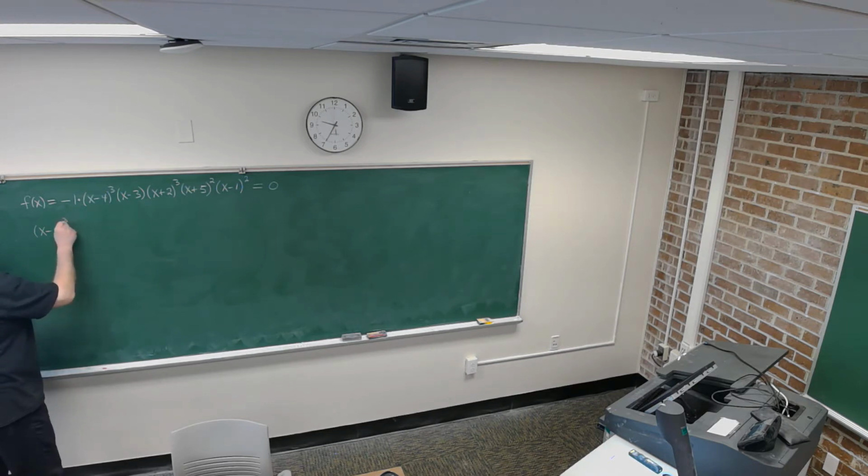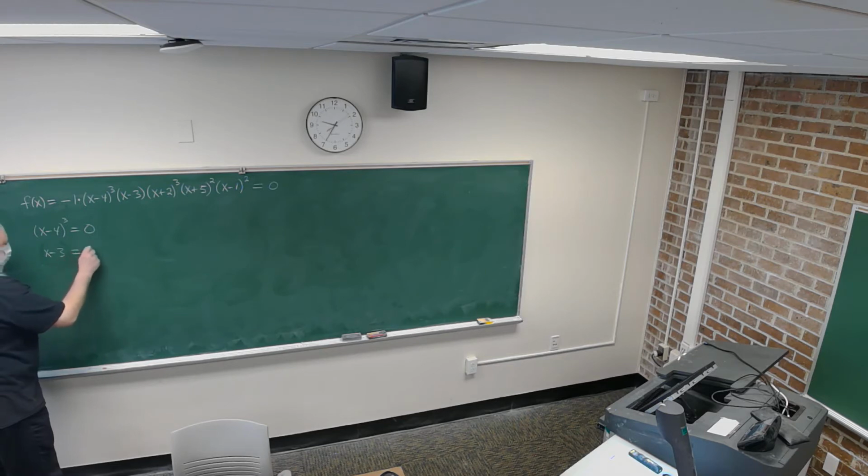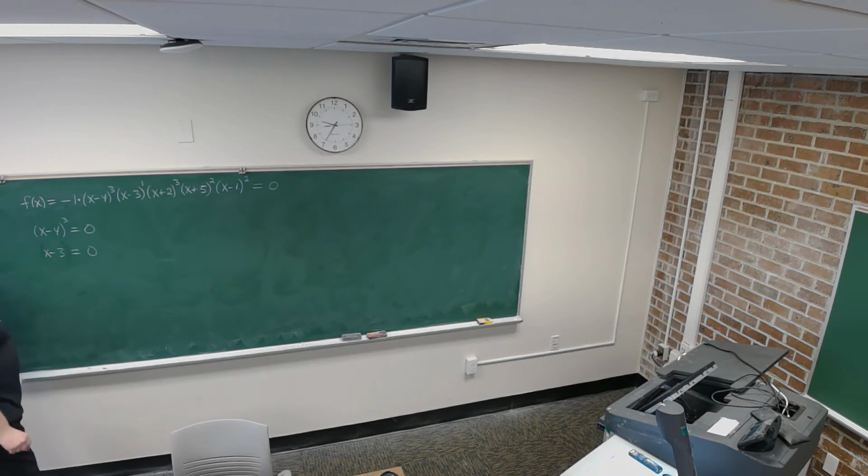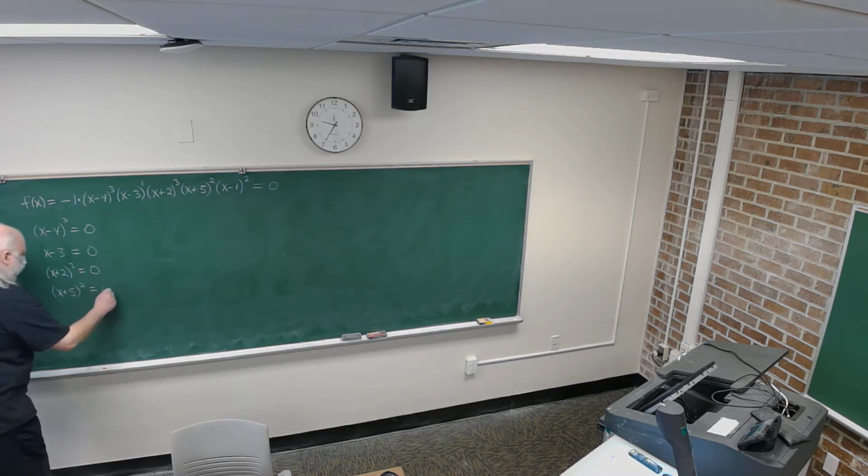And so the first factor is (x minus 4) cubed, so we set that equal to 0. The second factor is x minus 3. Actually, I can drop the parentheses, because that x minus 3 is raised to the first power. And then we have (x plus 2) cubed equal to 0. And then we have (x plus 5) squared equal to 0. And then we have (x minus 1) squared equal to 0.